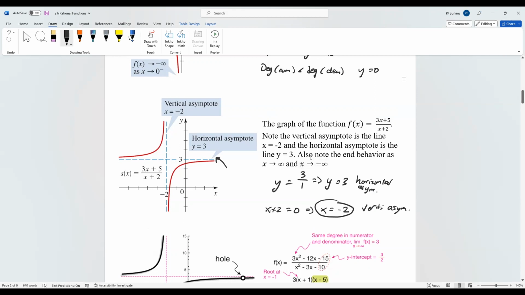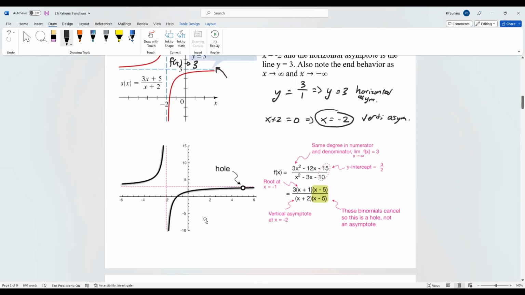And then again, it says note the end behavior as x approaches infinity and negative infinity. Well, as we go off really far, they're going to approach that asymptote, but never actually get to it. So they approach 3, right? The function here approaches 3, but never actually equals 3.